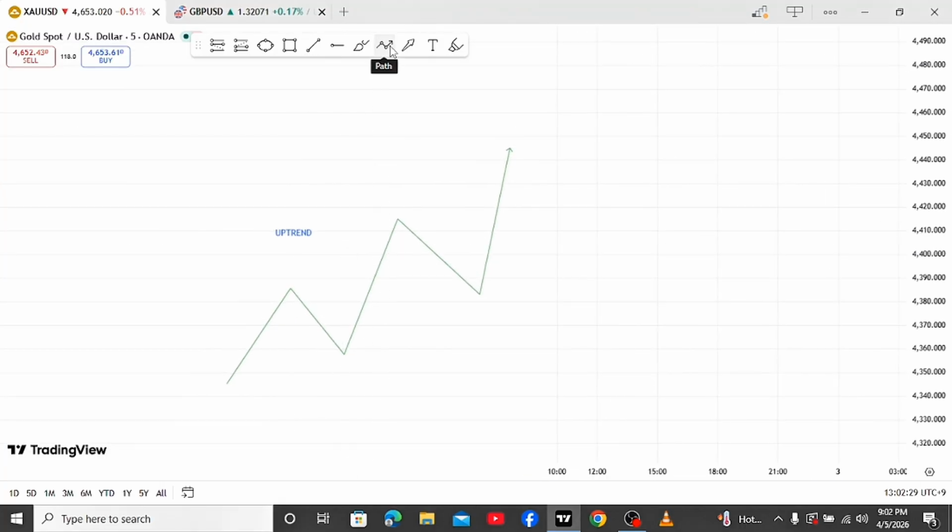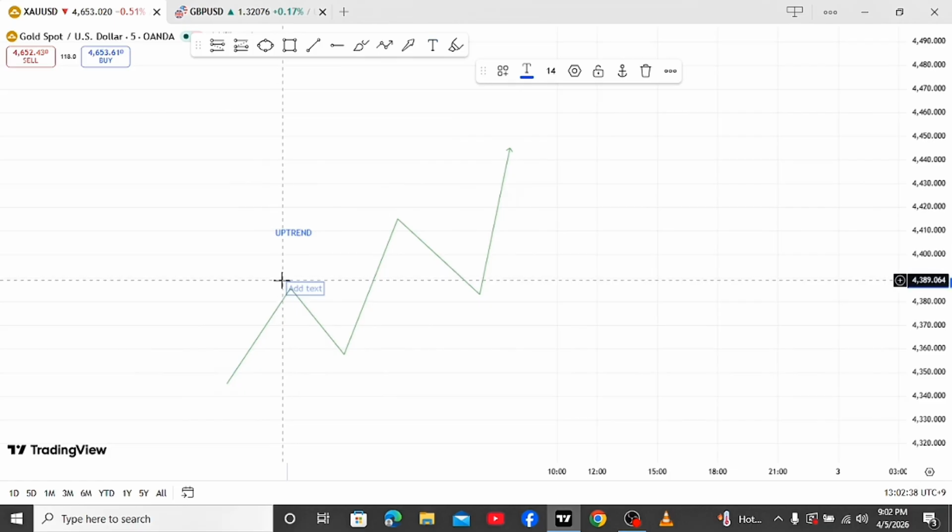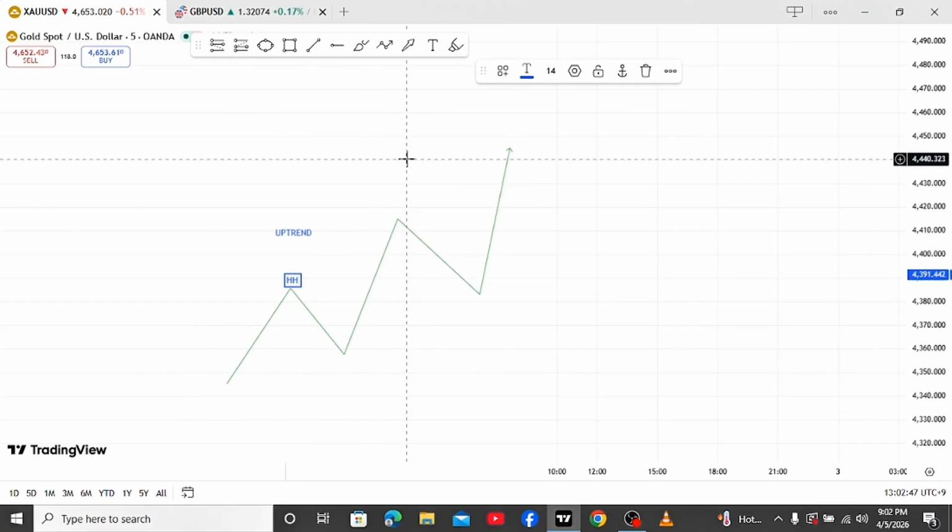In an uptrend market, we look out for buys because the market is literally going up. And in a downtrend, we look out for sells because the market is literally going down. So this is an uptrend. On an uptrend, we see higher highs and higher lows.